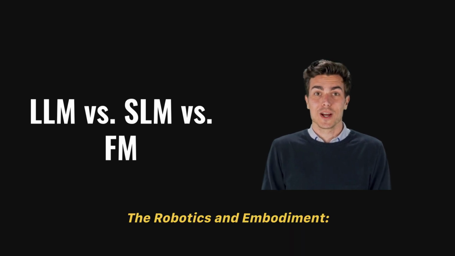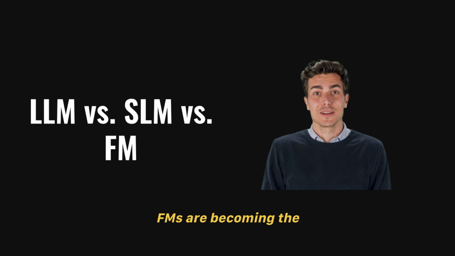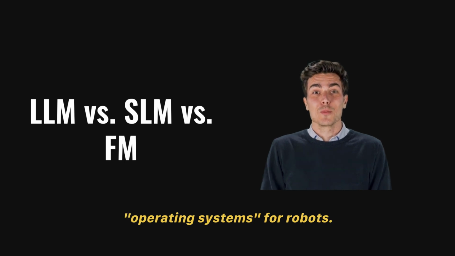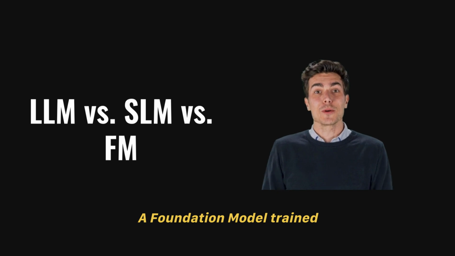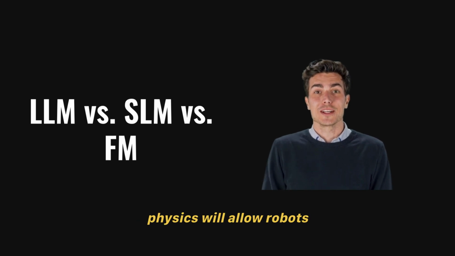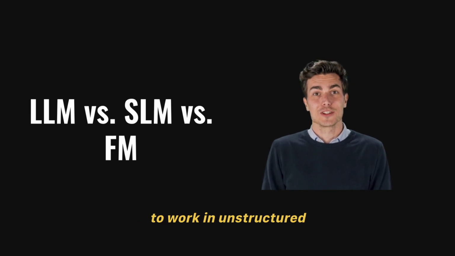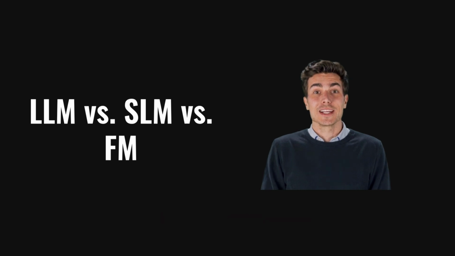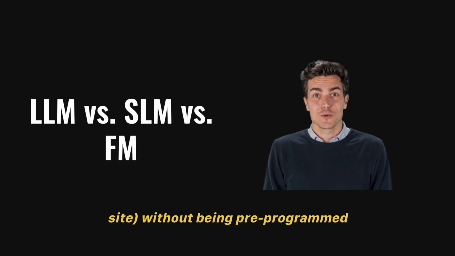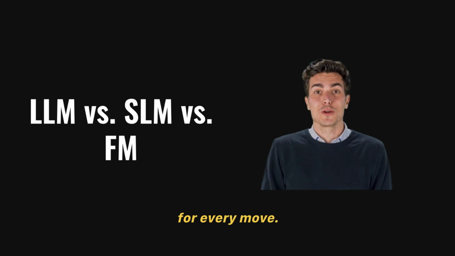The robotics and embodiment. FMs are becoming the operating systems for robots. A foundation model trained on human movement and physics will allow robots to work in unstructured environments, like a messy kitchen or a construction site, without being pre-programmed for every move.